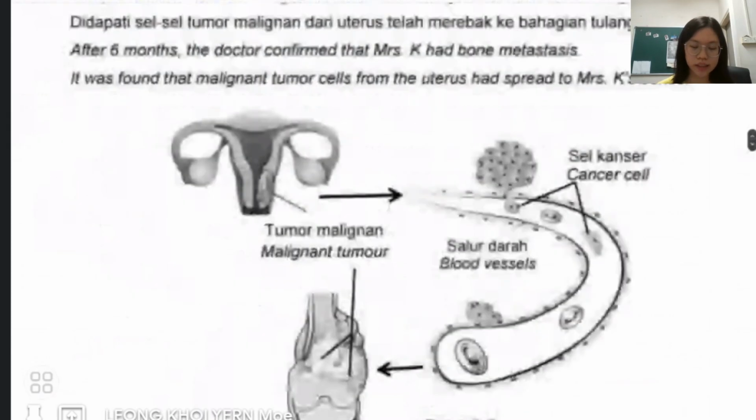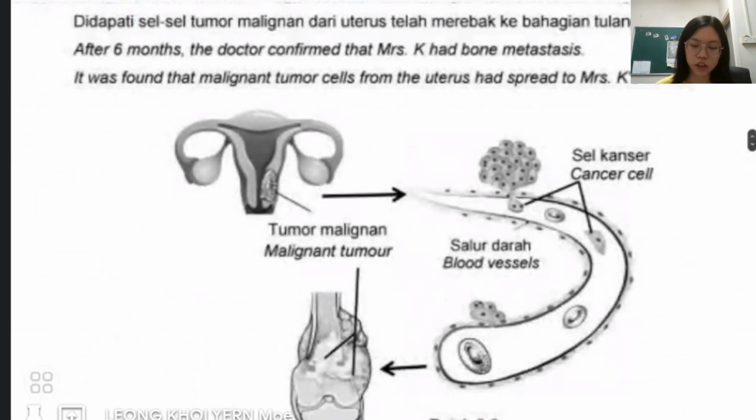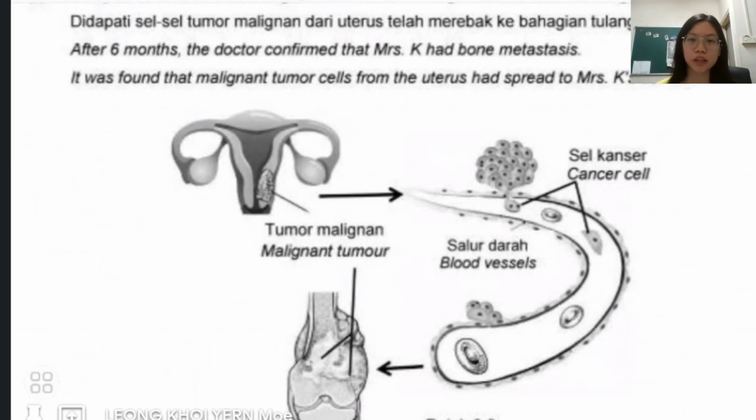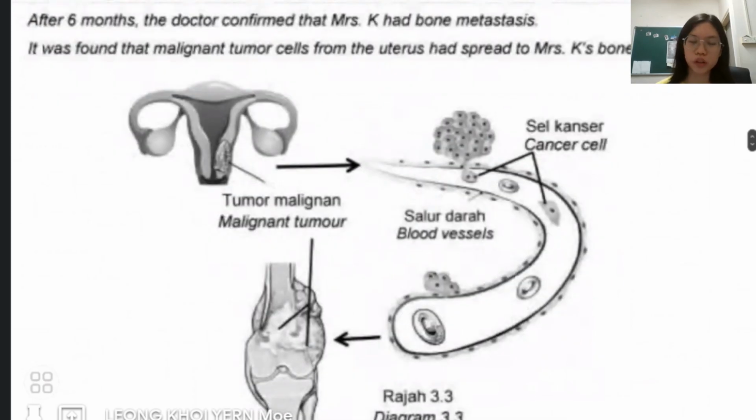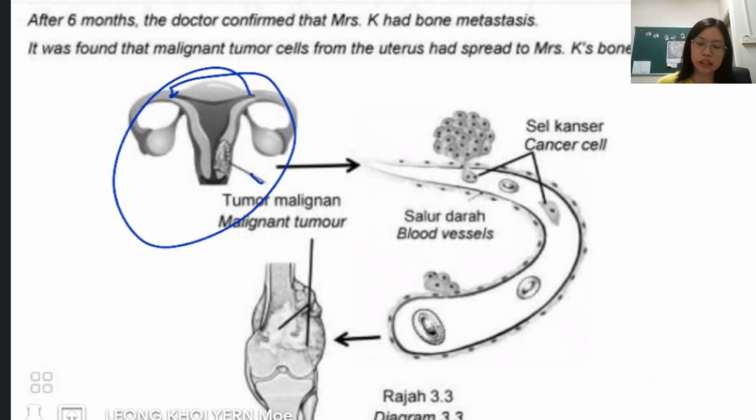Now let's take a look. After 6 months, she had a bone metastasis. That means the tumor has started to spread. It was found that malignant tumor cells from the uterus have spread to her bone. So initially it was at the uterus. Now it has spread to the bone, which is really serious. It's probably in stage 3 or stage 4 already.